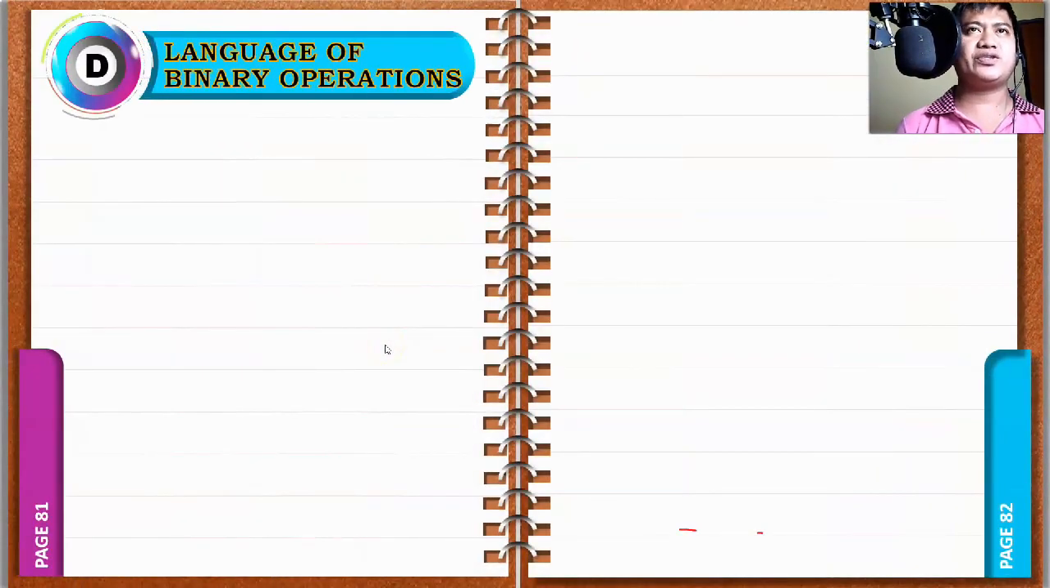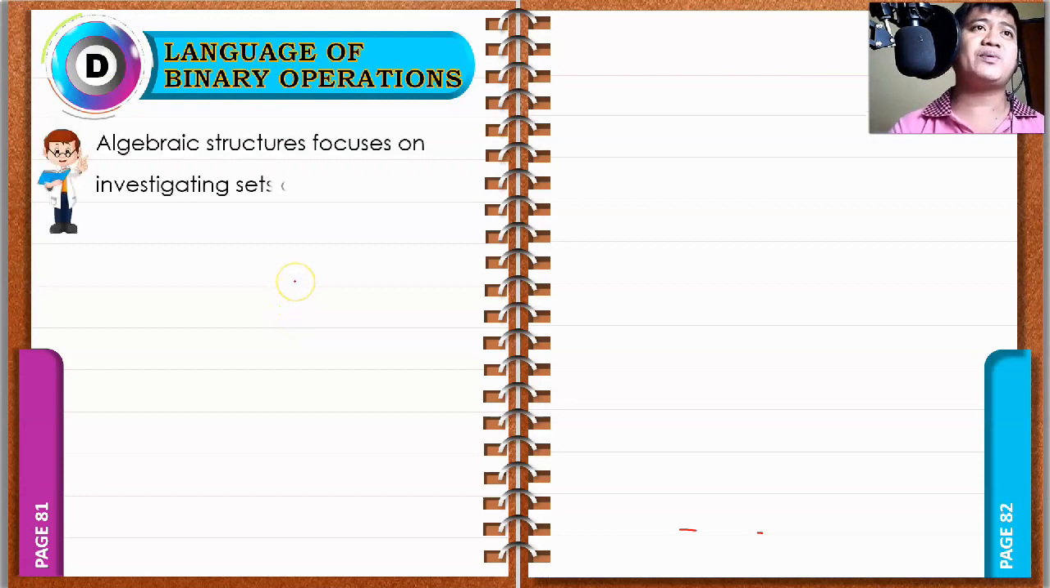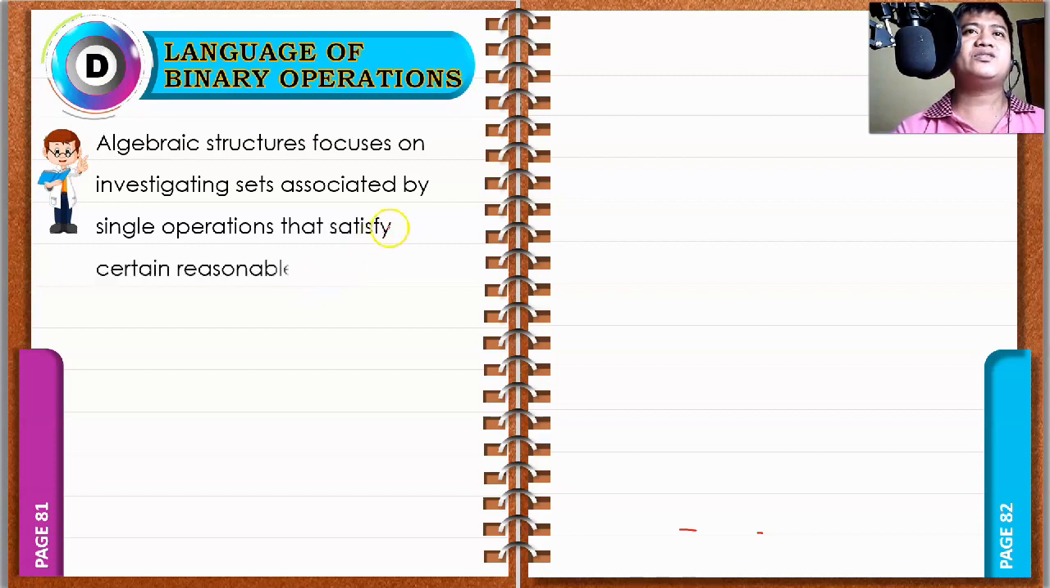Now let's talk about binary operations. The most widely known binary operations are those learned in elementary school, such as addition, subtraction, multiplication, and division in various sets of numbers. A binary operation on a set is a calculation involving two elements of the set to produce another element of the set.